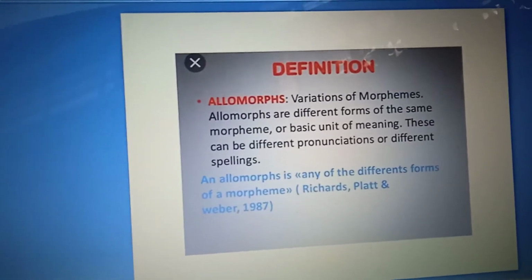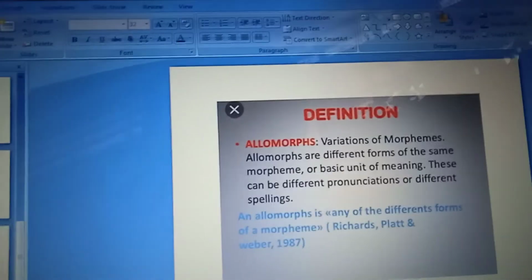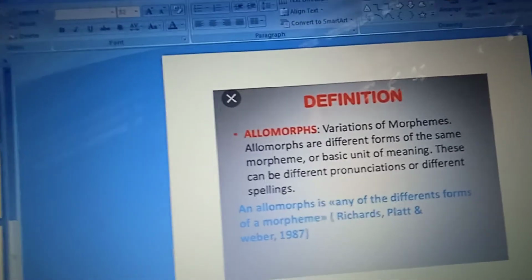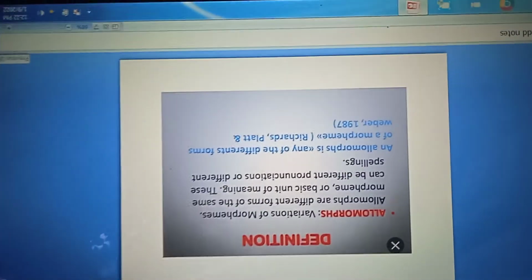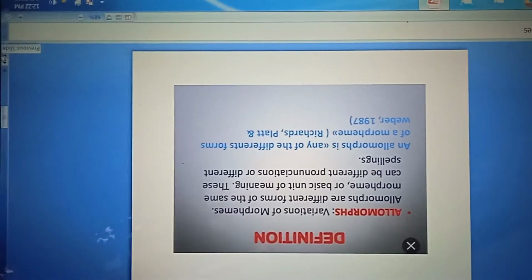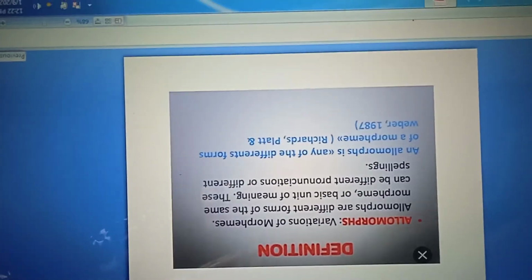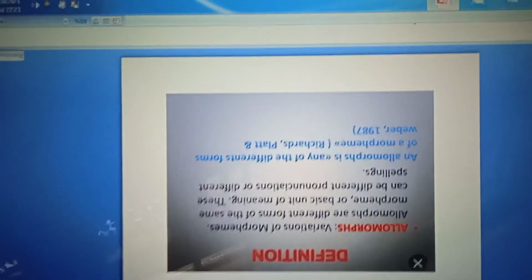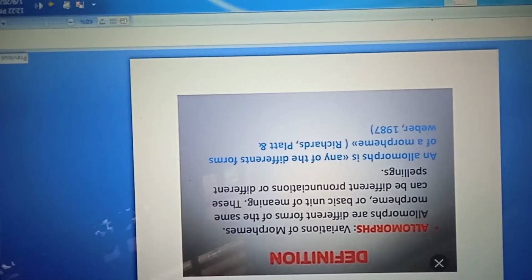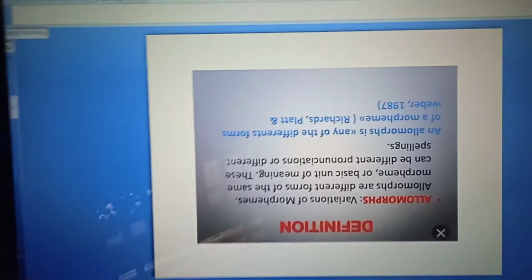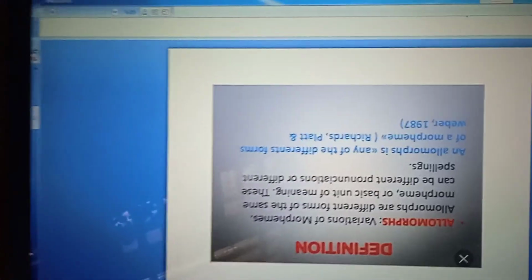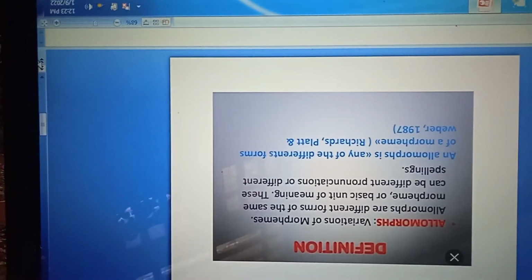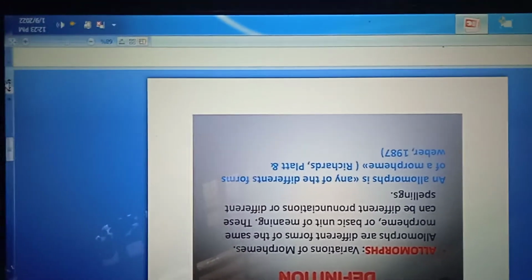Now the second topic is allomorphs. So what is basically an allomorph? Allomorphs, or variations of a morpheme, are different forms of the same morpheme or basic unit of meaning. This can be different pronunciations or different spellings. I will explain it with the help of an example.